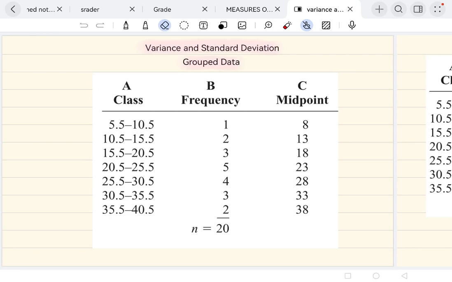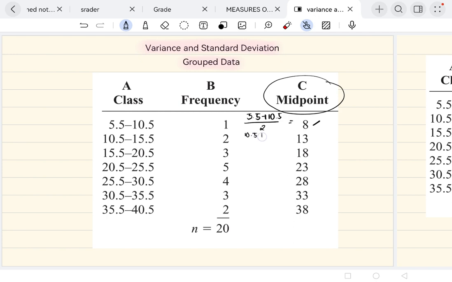Good evening, everyone. So our topic for today is all about variance and standard deviation of grouped data. So the first step in finding the variance and standard deviation of grouped data is to find our midpoint. So for our midpoint, we will just add 5.5 plus 10.5 divided by 2. That is 16, divided by 2, which equals 8.